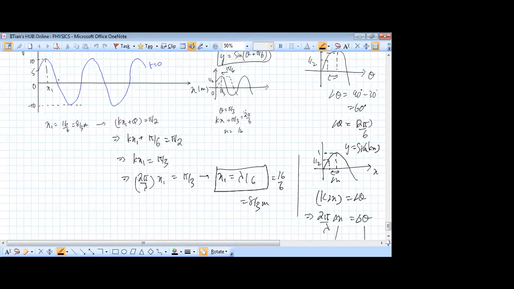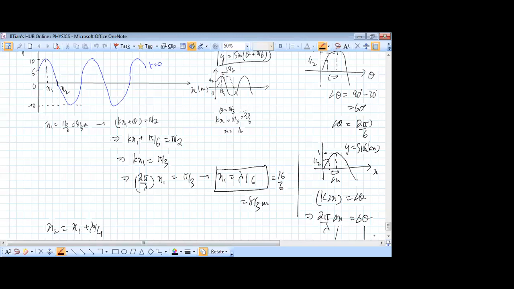Okay. Similarly, now you can see, suppose this point is x2. We'll understand very easily what x2 will be. It will be x1 plus lambda by 4. Because again, you look at this in terms of a sine graph. What is the phase at this point? Pi by 2. And what is the phase at this point? Pi. So the phase difference between these 2 points is pi by 2, which is 1/4 of 2 pi.